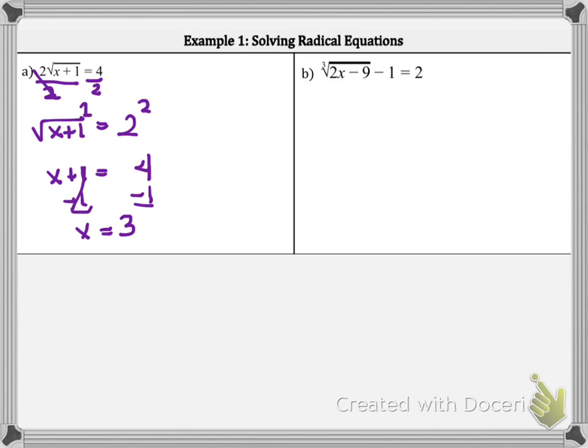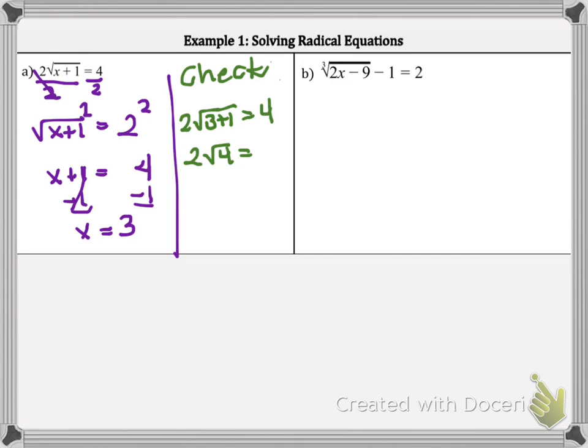Excuse me. Then you check your solution. So let's check. We're going to plug in 3 to the original equation. 2 square root of 3 plus 1, does that equal 4? So 2 square root of 4 equals 4. Then square root of 4 is 2, so 2 times 2, does that equal 4? And yes, 4 equals 4. So that's correct. The next one, we have cube root of 2x minus 9 minus 1 equals 2.